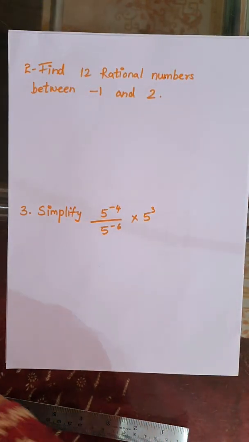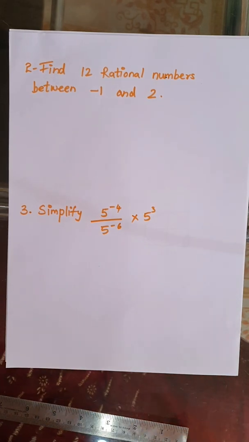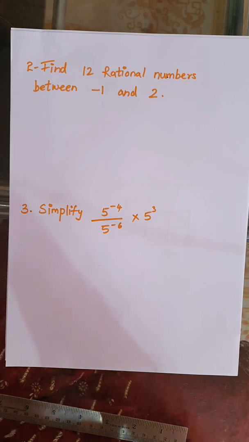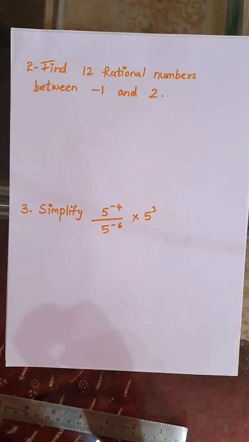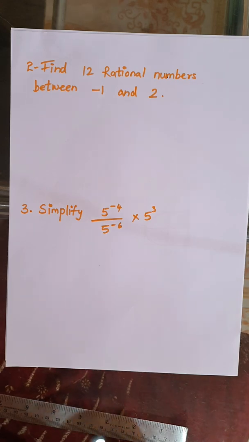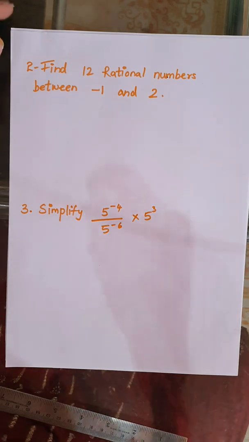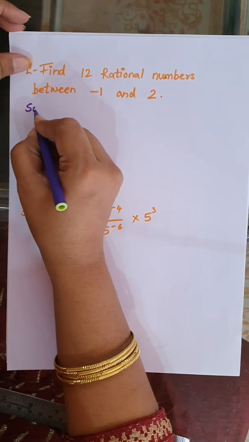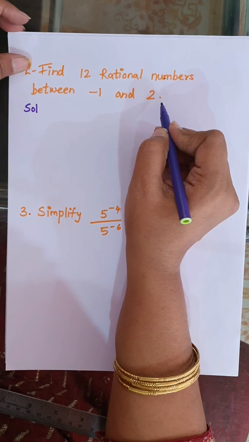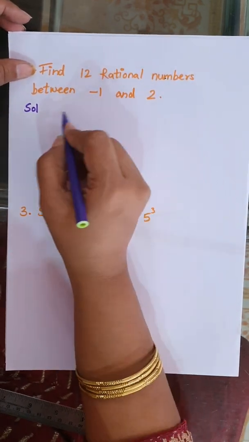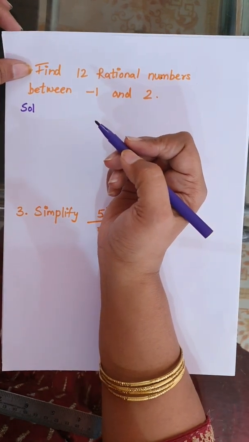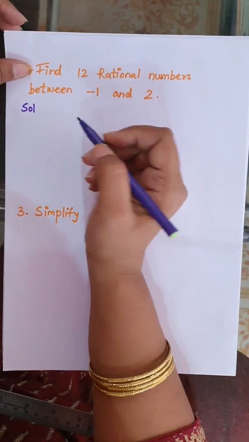Now question number 2 is find 12 rational numbers between minus 1 and 2. What do you mean by rational numbers? The numbers written in P by Q form, where P and Q are integers and Q is not equal to 0, is called rational numbers. So to find 12 rational numbers between two integers, minus 1 and 2 are integers, no? What we have to do is, you have to multiply and divide both the integers with 10.